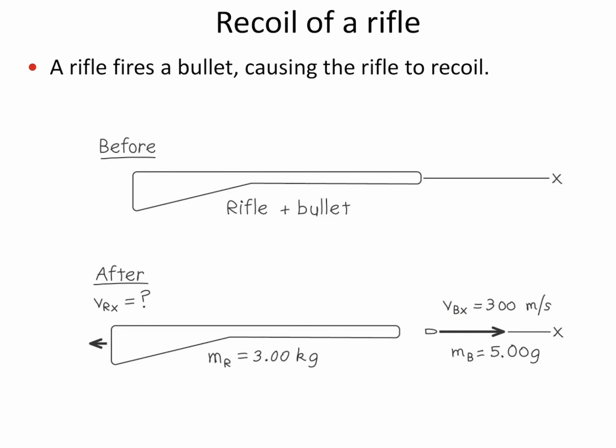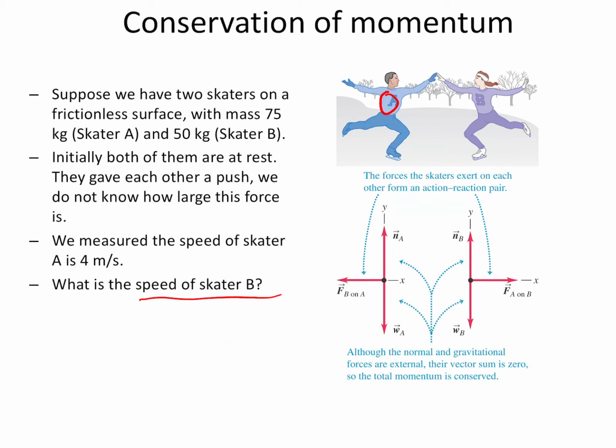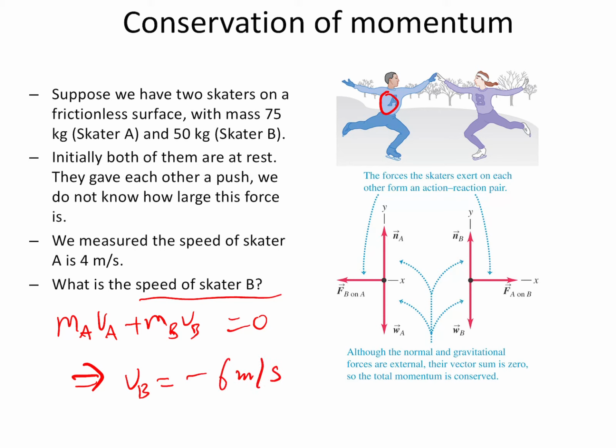Now using that information, we can write down an equation. MA VA plus MB VB equals 0. MA is 75, VA is 4, MB is 50. So you solve this equation, you'll find VB is negative 6 meters per second, if you choose the velocity of A to be positive. It just means the velocity of B is in the opposite direction of the velocity of A.